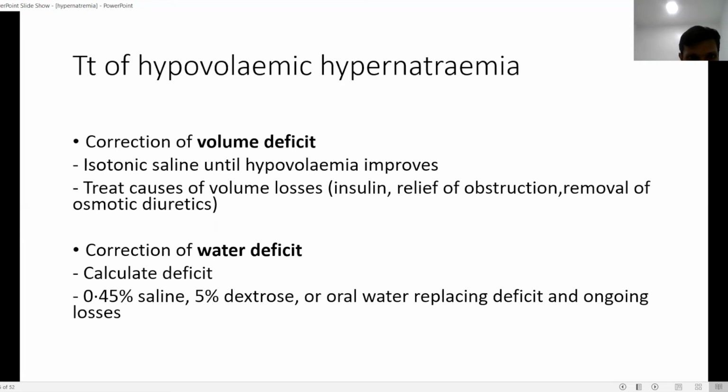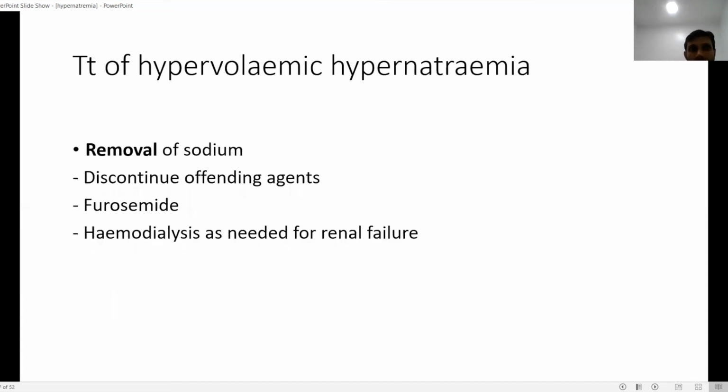The second part is correction of the free water deficit. We have to calculate the free water deficit, and then we have to replenish with hypotonic fluids like 0.45% normal saline, 5% dextrose, or oral water, replacing deficits and the ongoing losses. What is the treatment option of hypervolemic hypernatremia? First thing we have to do is the removal of sodium, either by discontinuing the offending agent, then we can give diuretics like loop diuretics, and finally, if we are not able to do all this, then hemodialysis is the option.